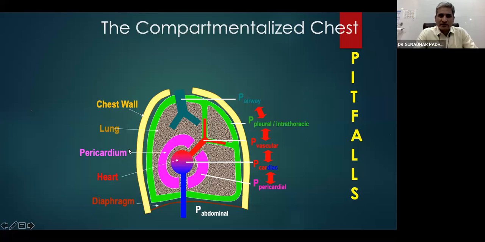And this is the compartmental model of the body. Basically, we note that this is the heart, and the heart is surrounded by a lot of compartments.